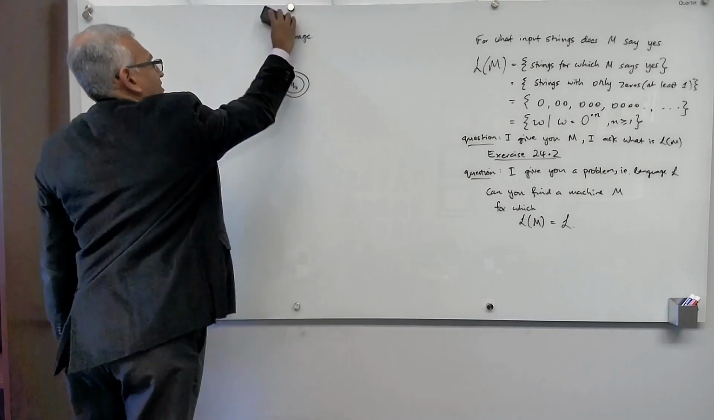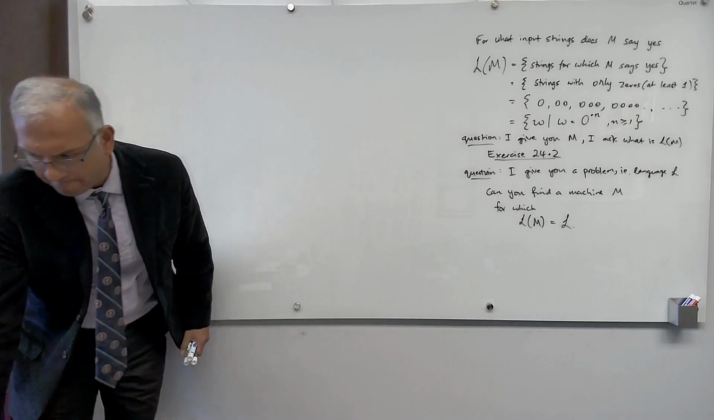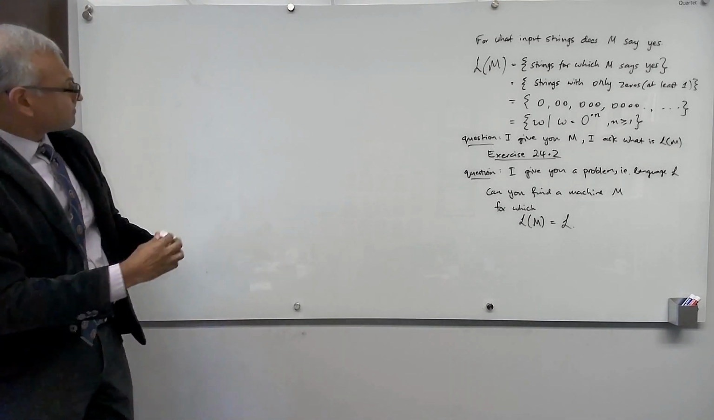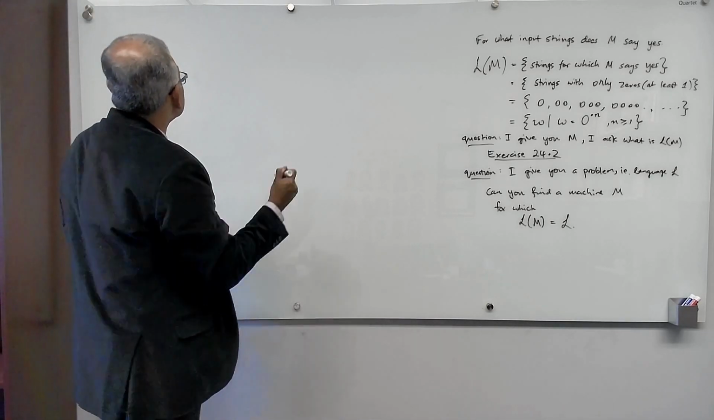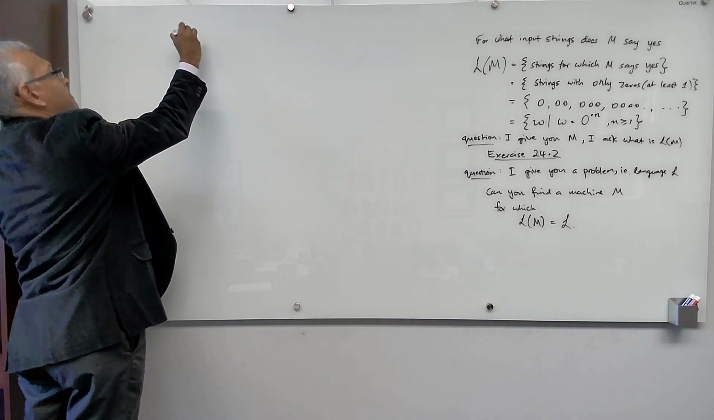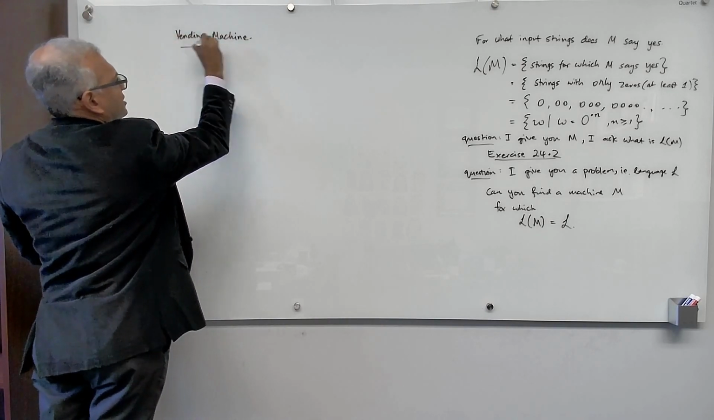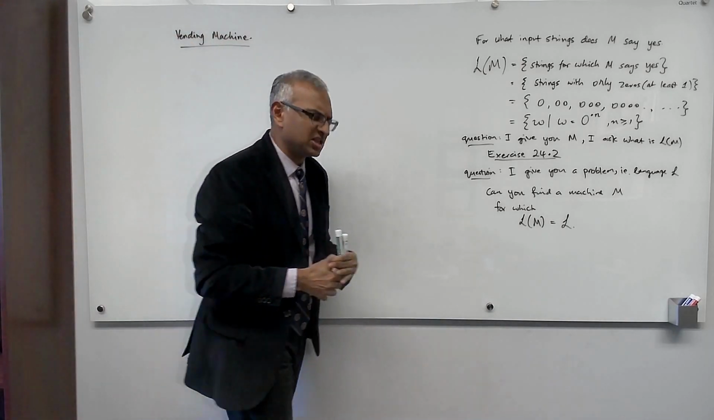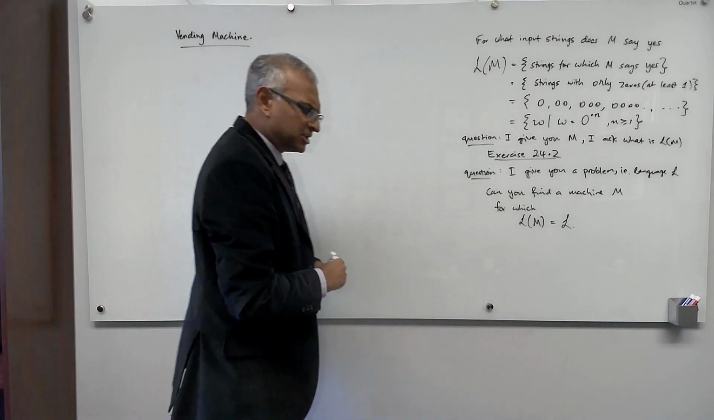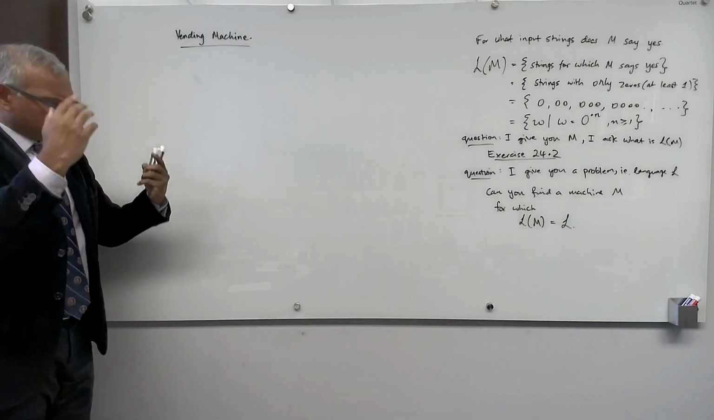Let's take another couple of examples. The vending machine. So this takes us closer to reality. So you've seen a vending machine. I claim it's just a finite automaton. So let me describe for you the vending machine.